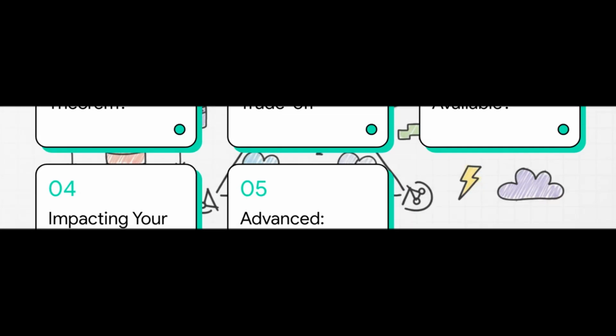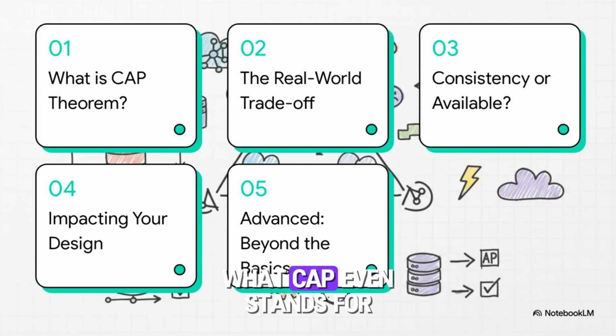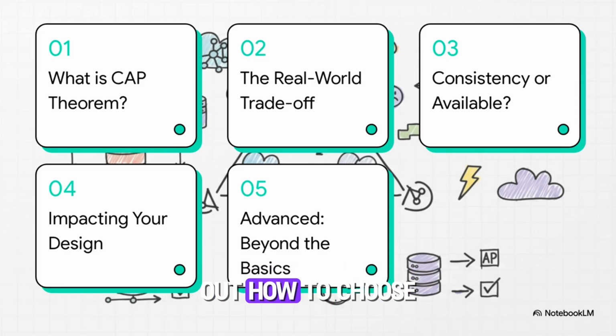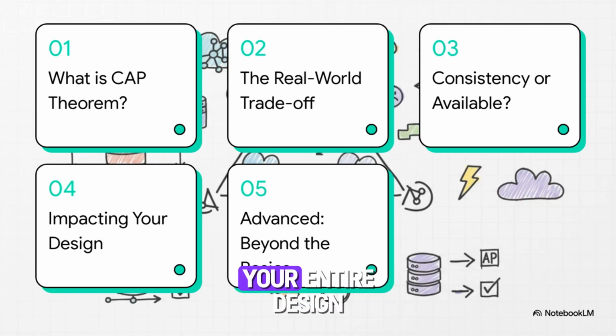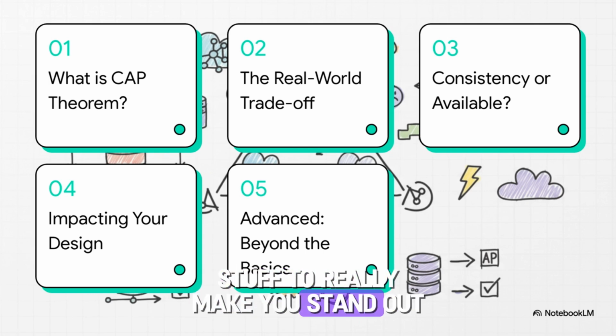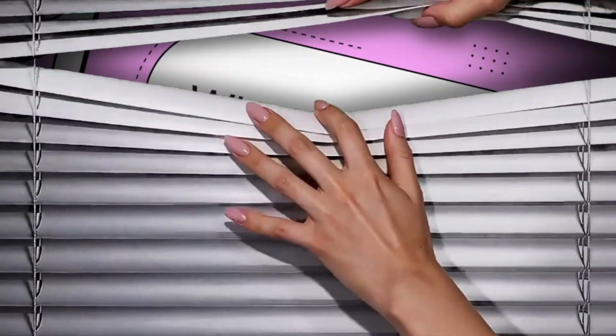Plan. We'll start with the absolute basics. What CAP even stands for? Then we'll get into the real-world trade-offs, which is the juicy part. We'll figure out how to choose between consistency and availability, see how that choice shapes your entire design, and then we'll get into some advanced stuff to really make you stand out. Okay, let's dive right in.